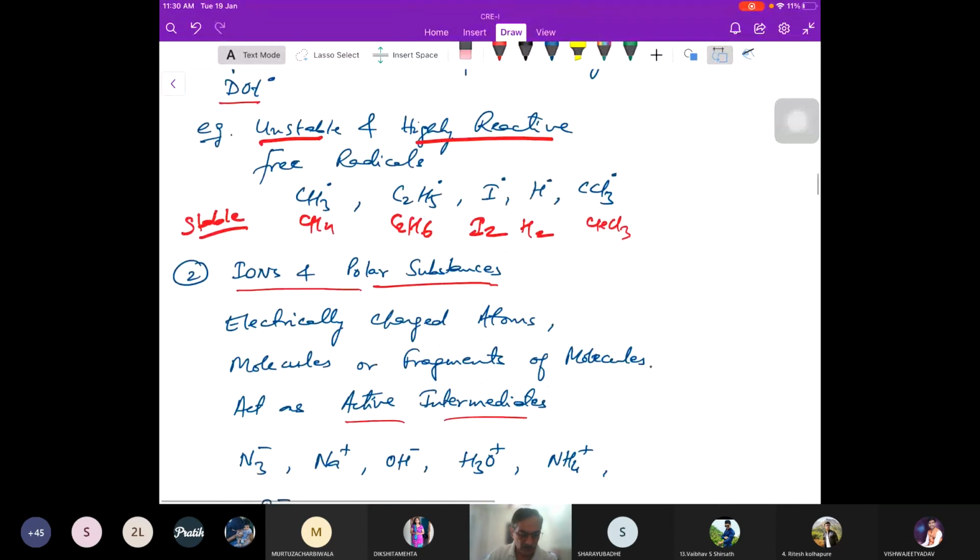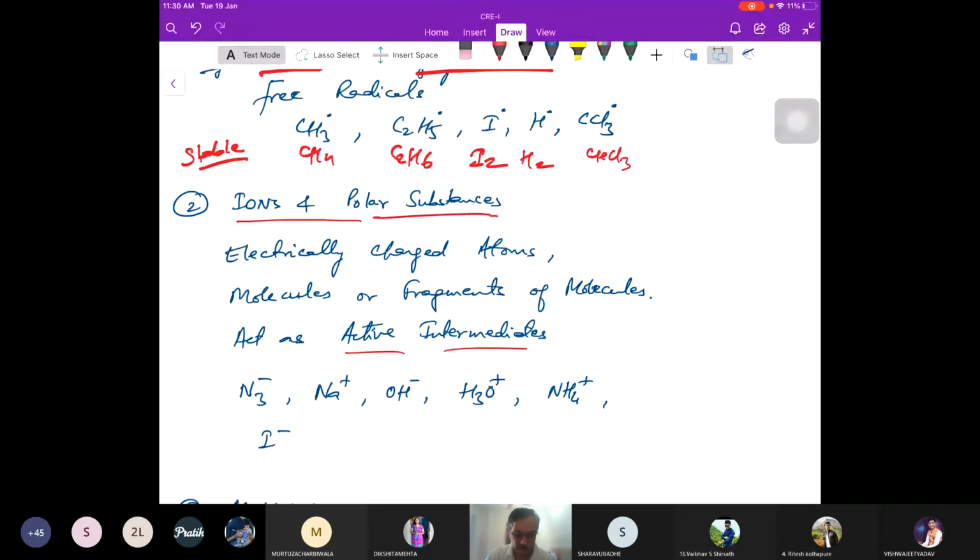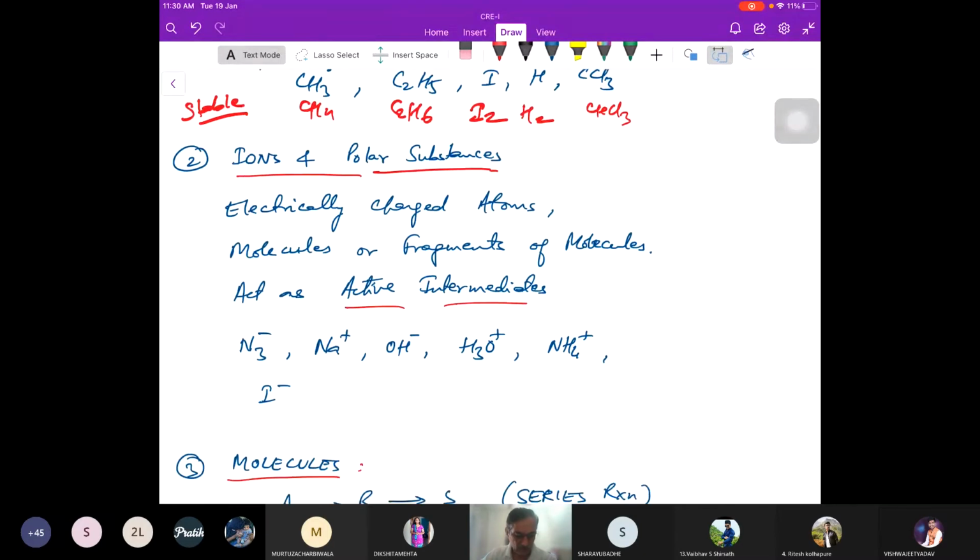Okay. So second is ions or polar substances. Essentially, these are electrically charged atoms, molecules or fragments of molecules, which act as active intermediates. So नाइट्रोजन को एक नाइट्रोजन ऐड कर दिया हमने N3, सोडियम में से एक इलेक्ट्रॉन निकाल दिया हमने, राइट? तो आयन मिला हमारे को. Similarly, OH minus, NH4 plus, iodine minus. So all these things are different ions, right? So these are other intermediates which are possible.